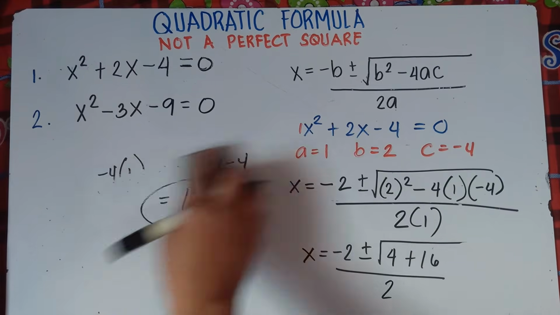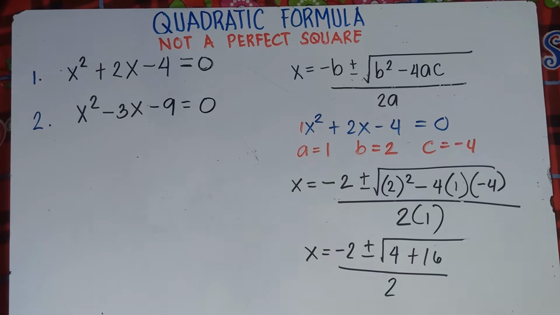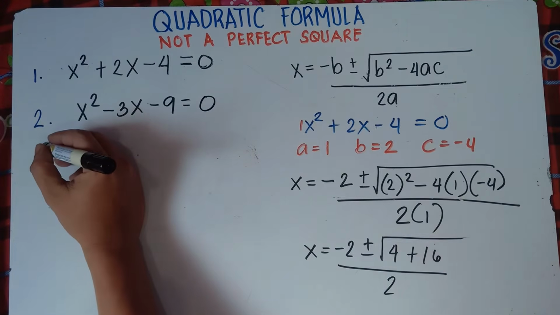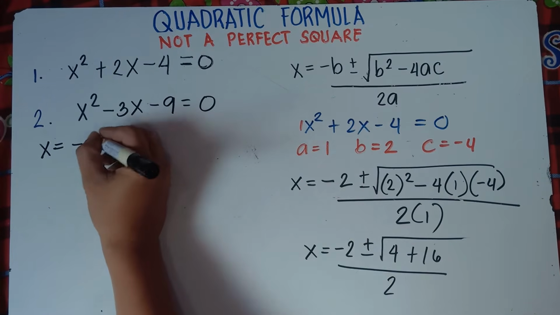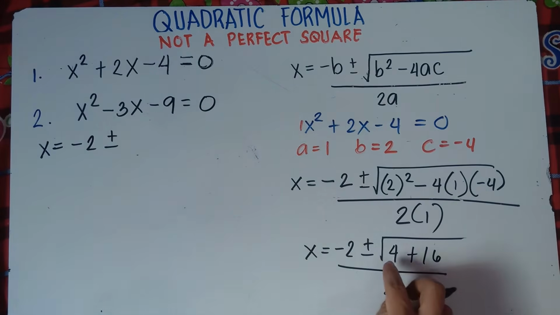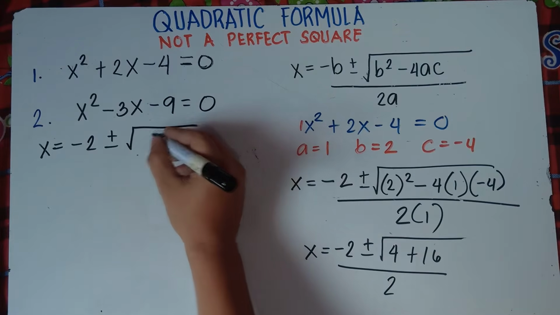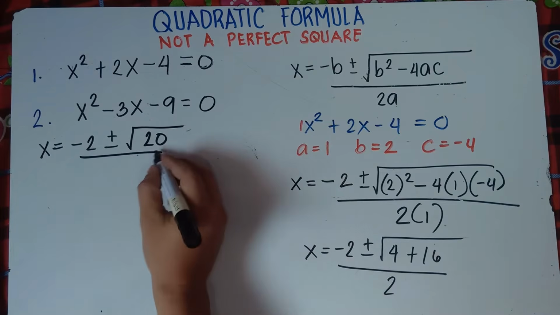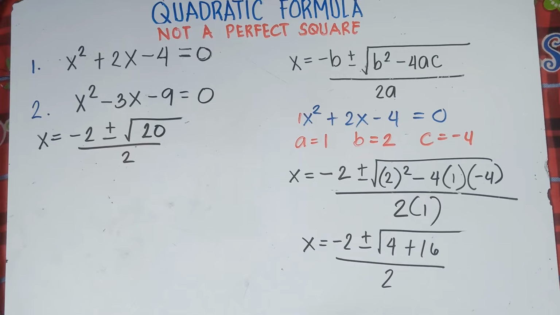Alright, and then you add, class. So x equals negative 2, positive negative square root of 4 plus 16. 4 plus 16 would be 20. All over 2. So we have the square root of 20. We can simplify this one, class.